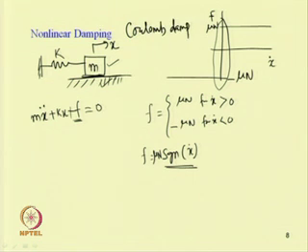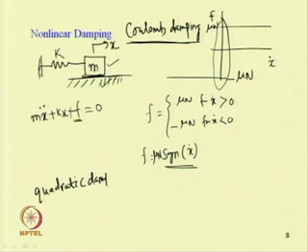So, in this way, we can also have other different types of forcing and other different types of damping. Let us take a quadratic damping. We can have a spring mass system with this quadratic damping. Quadratic damping means the damping force will be quadratic.